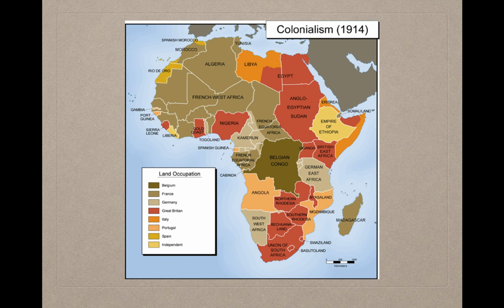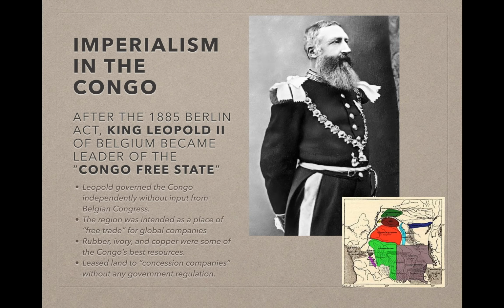So the direct result of this is basically the partition of Africa into various territories. If you take a look at a map of Africa today, it looks really, really similar to this. And basically, those borders were created by Europeans at the Berlin Conference. So this basically meant that Africa was now part of this imperial scramble by European nations.